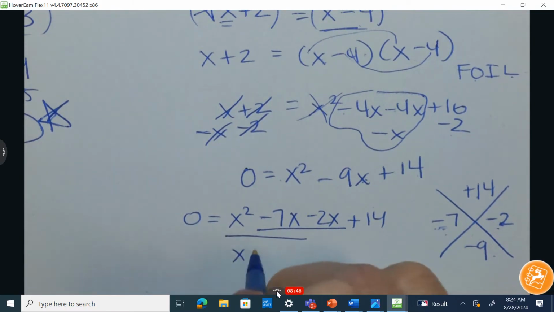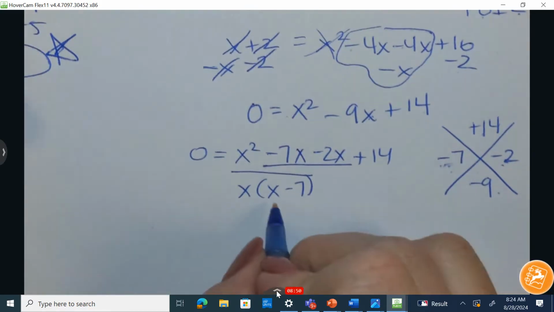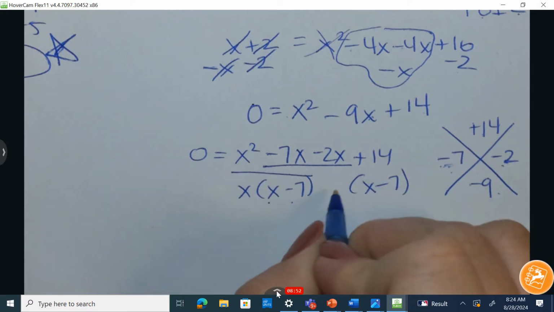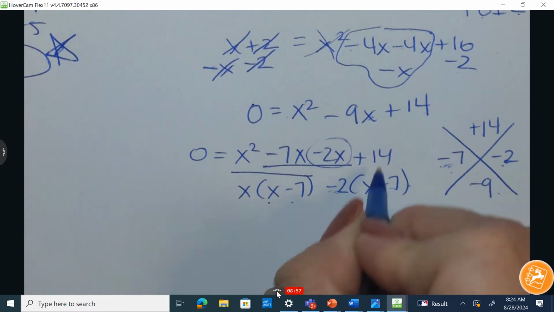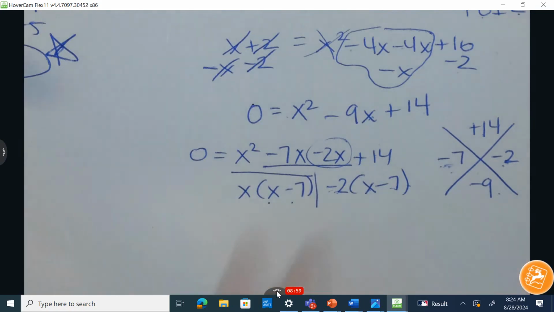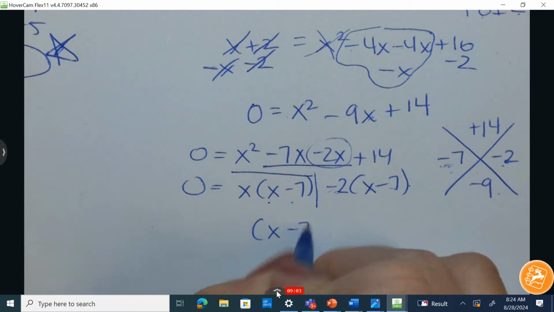I can factor out an x, I'm left with x minus 7. I'm going to take that x minus 7, write it over here. What times x is a negative 2x? A negative 2. Negative 2 times negative 7 is a positive 14. So this is great. Both the front and the back half contain the x minus 7.